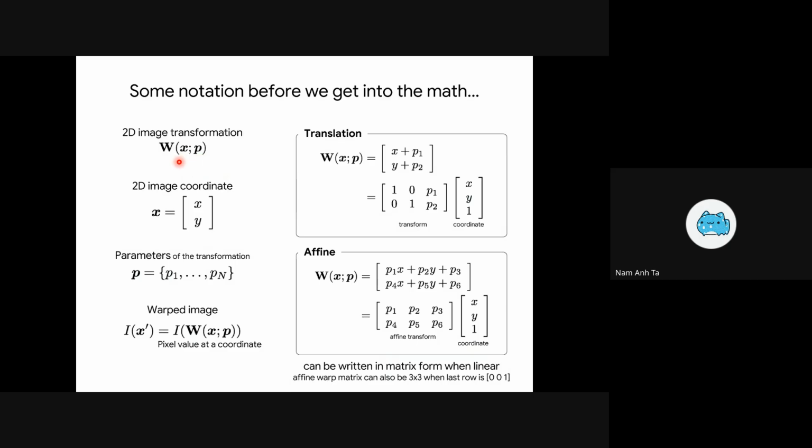The x right here is the original 2D coordinates, and the p right here is a vector of transformation parameters, like translation, affine, or projective. And the I here is the pixel value at the warped position. This is what we'll compare against our template image.